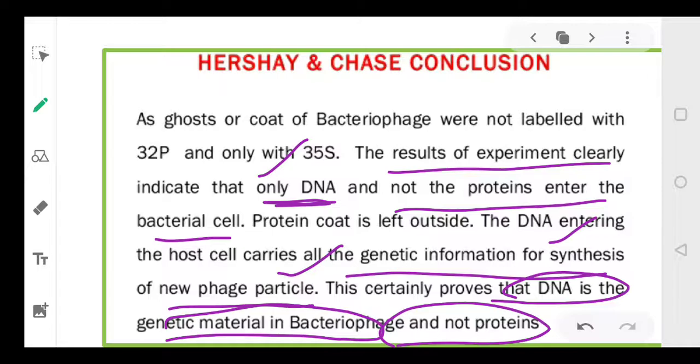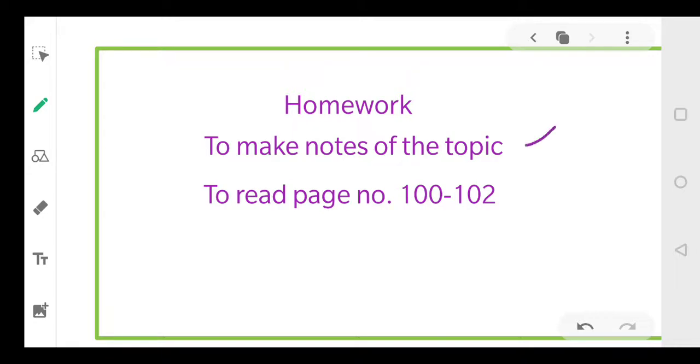Clear, students? Okay. So this will be your homework for today. First of all, you will make notes of the topic. Then you will read the page numbers 100 to 102. These are all three experiments that we have discussed. You will underline each and every line. You will note down the important points in your books.